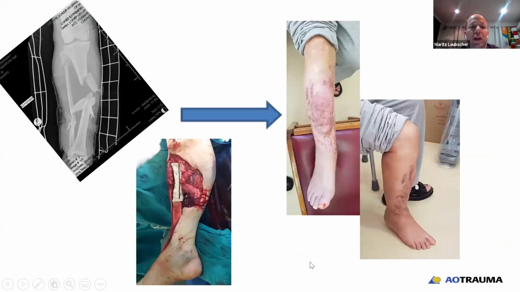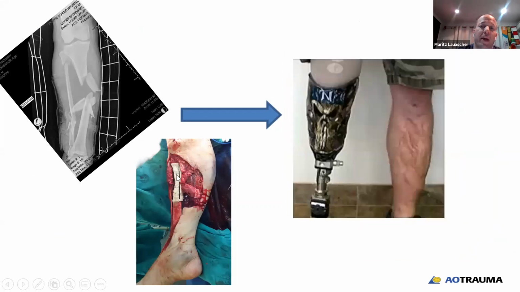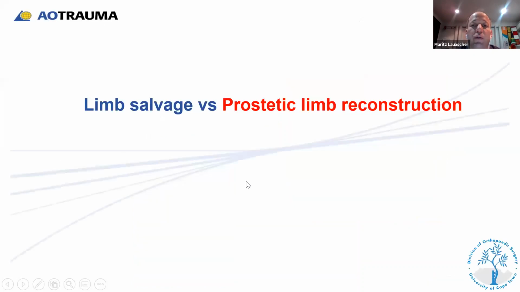So first, talk about limb salvage and amputation. It's actually very difficult when you're faced with a mangled extremity to decide when to tackle a complex reconstruction and give the patient an acceptable result in an acceptable time frame, or when it is better to just proceed to an amputation and a prosthetic reconstruction.